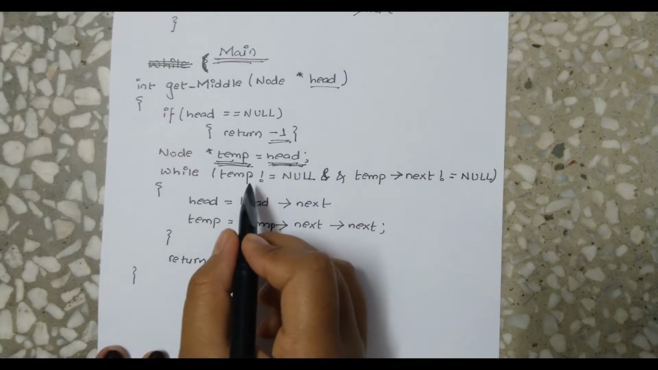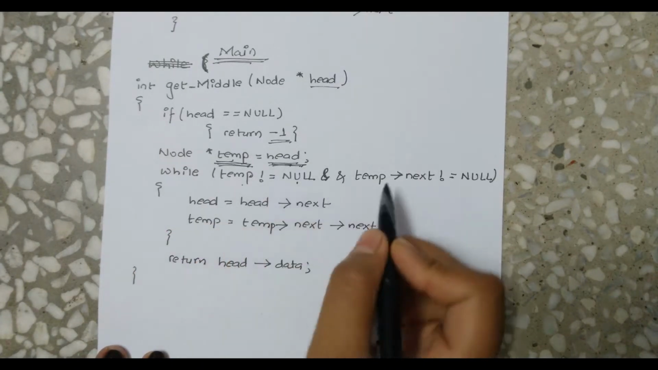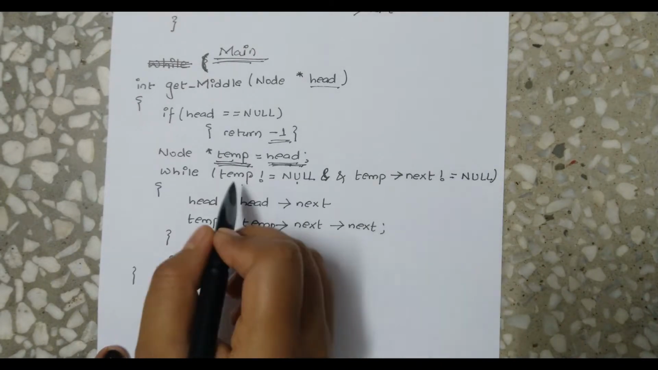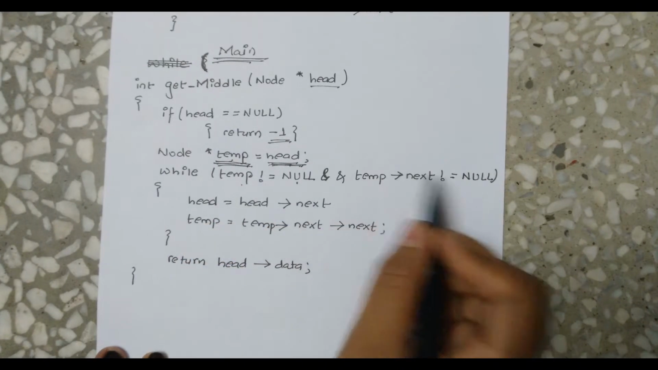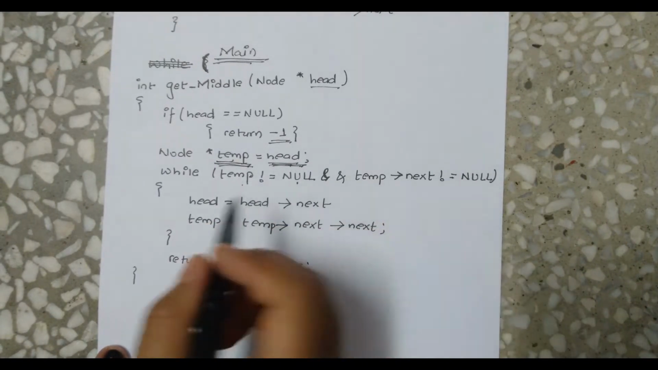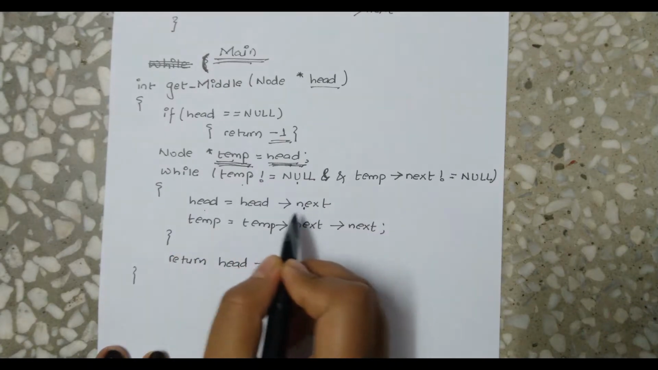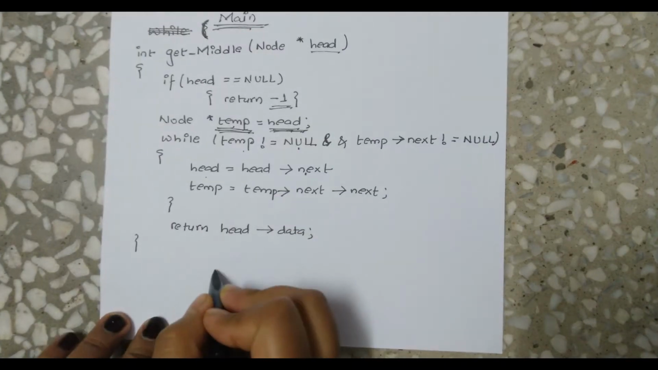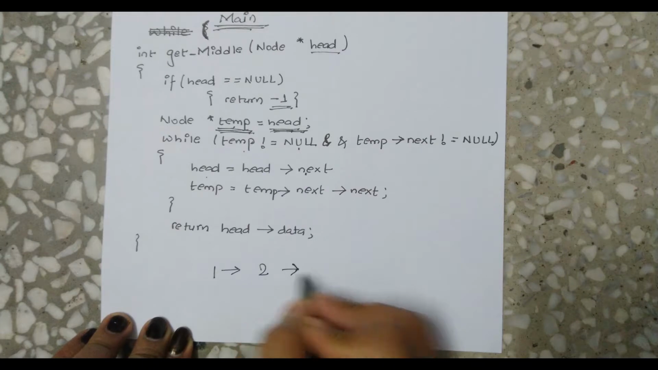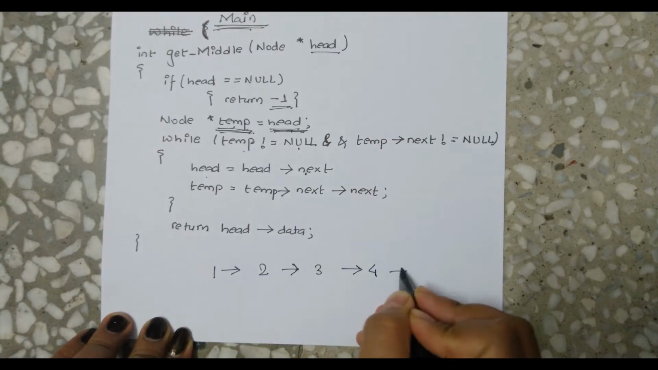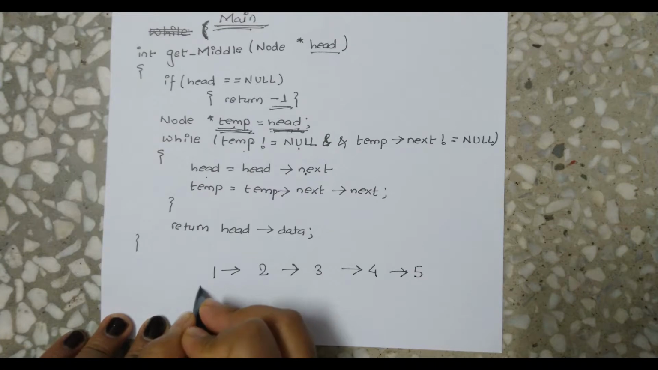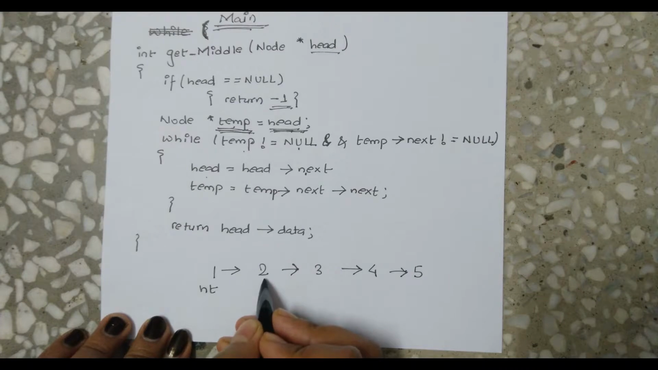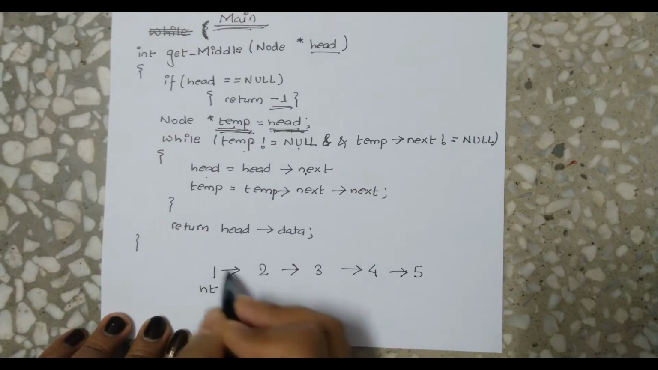So while temp is not equal to null and the next of temp is also not equal to null, then head is equal to next of head and temp is equal to next of next of temp. That is, when we have 1, 2, 3, 4 and 5. When head is here and temp is also here, the temp is not null and the next of temp is also not null.